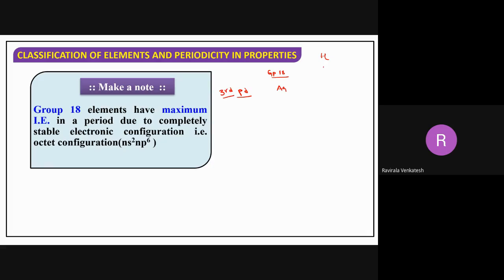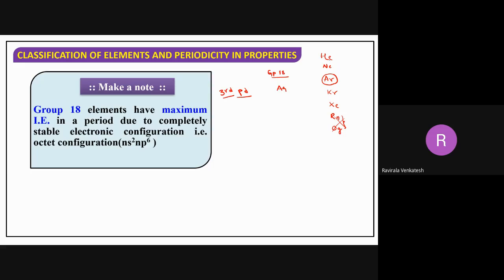Helium, neon, argon, krypton, xenon, radon, oganesson. These last two are radioactive elements, leave them. Okay. Now, in the third period, argon is having highest ionization enthalpy.